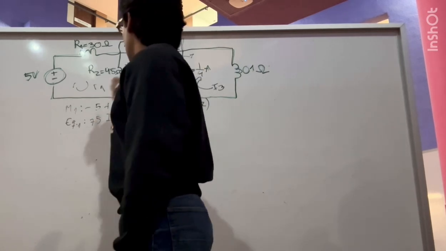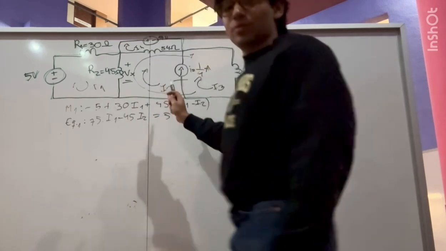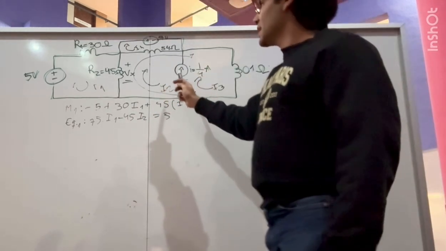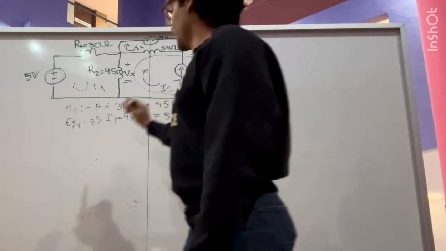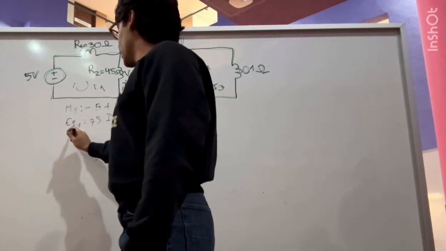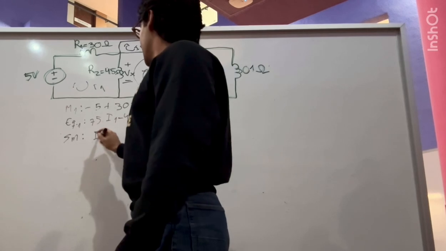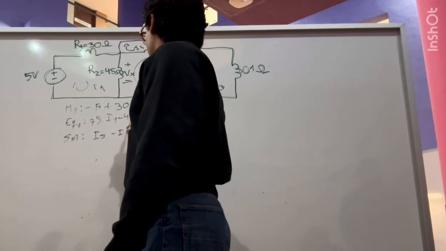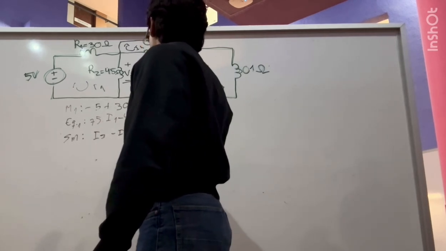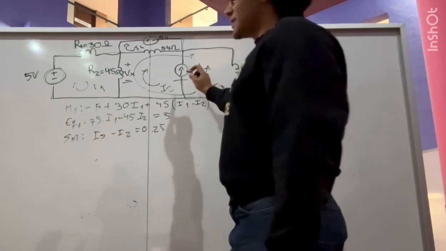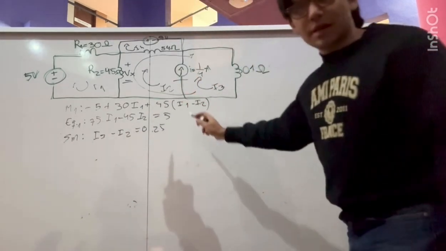Then we have the super mesh, which is going to be comprised of meshes 2 and 3 because they share a current source. So due to this sharing of the current source, we're going to know that the super mesh will have I3 minus I2 equal to 0.25, since I3 is going in the current source direction, right?